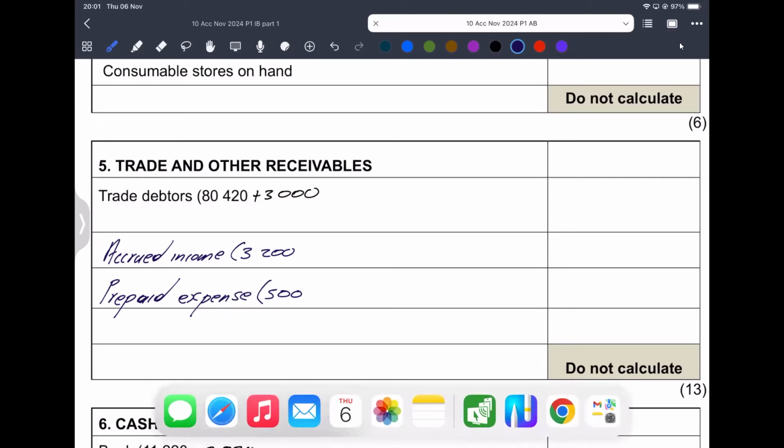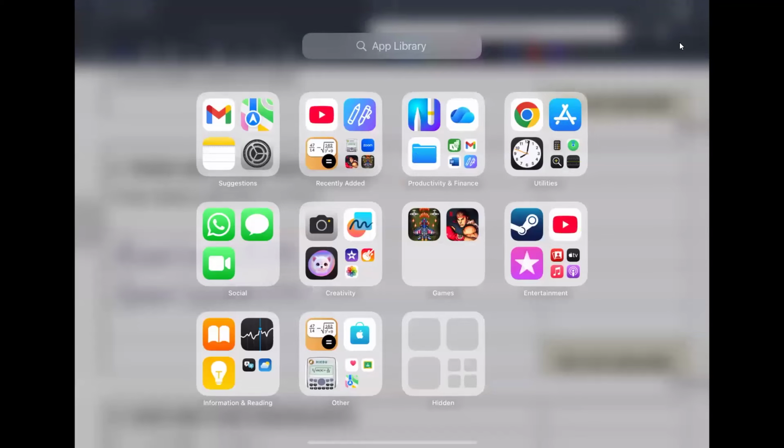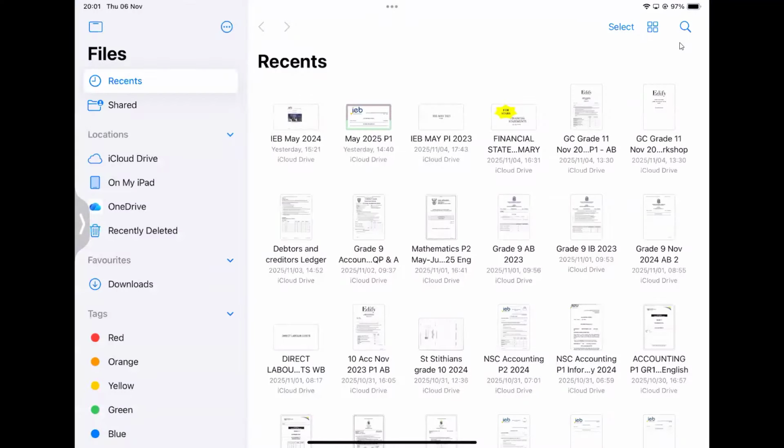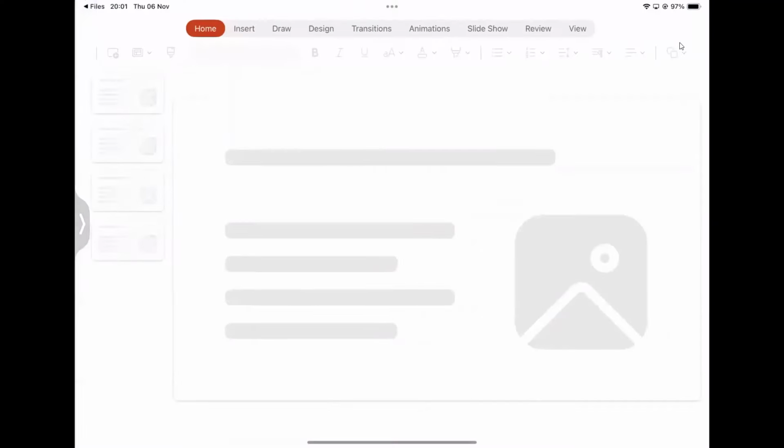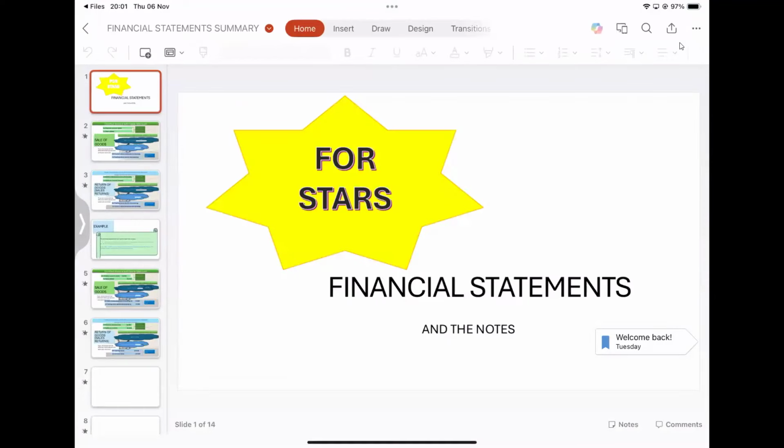I actually need that handout to show you what I'm talking about. Here it is over here. So this is the handout that I was talking about, okay?